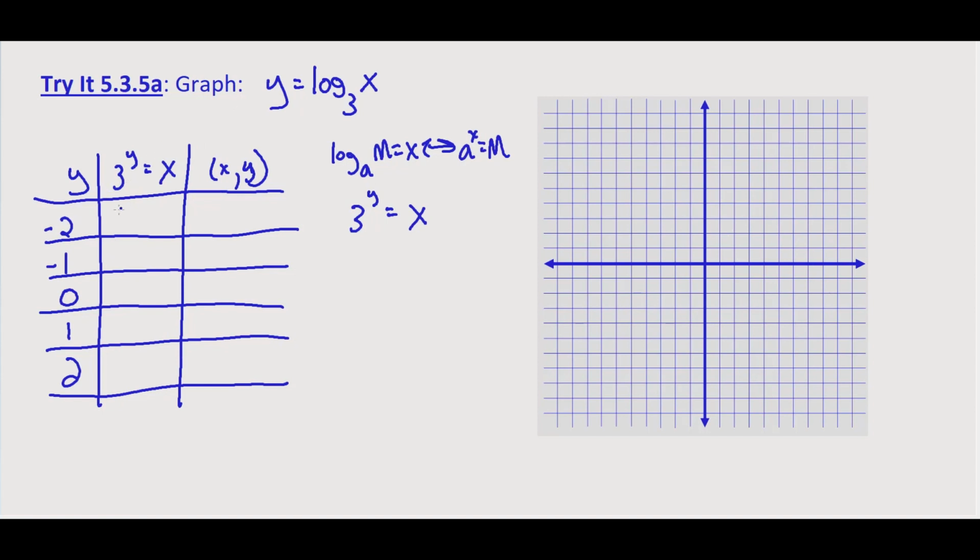So when y equals -2, 3 to the -2 equals 1/9. So our point is going to be 1/9, -2. When y equals -1, 3 to the -1 equals 1/3. So x equals 1/3. Our point is going to be 1/3, -1.